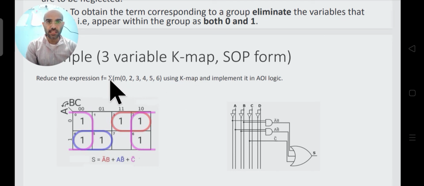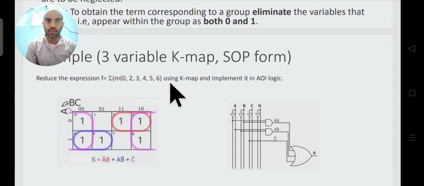As you can see, I have already told you that it is the sum of the min terms. Sum and m small, so this is showing you that it is a min term. Using the K-map, implement it in AND or invert logic, okay, so you have to implement it with the help of basic gates. So now let's say there are three variables, and you can see here in the expression that there are no don't cares. No don't care conditions are given.